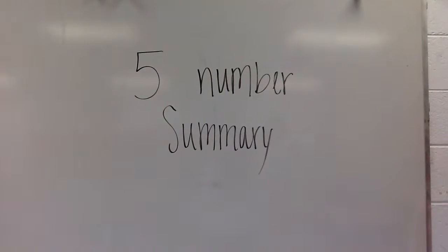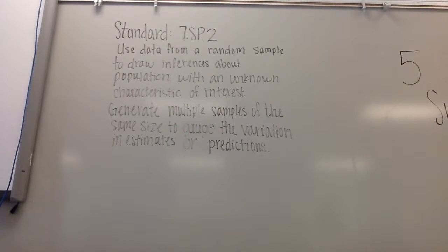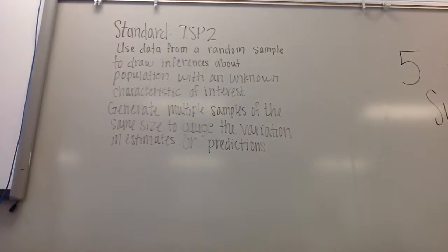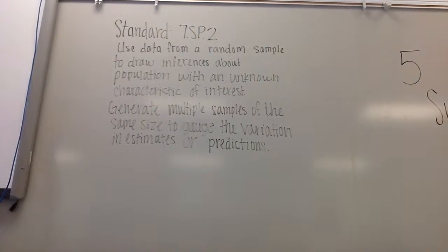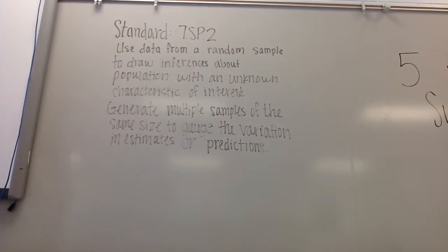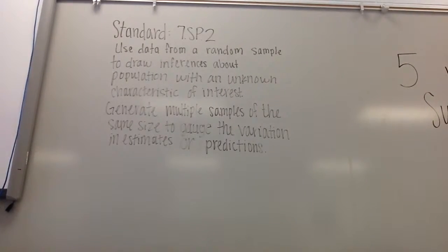Your lesson today is how to find the 5-number summary. Your standard for this lesson is 7SP2. Use data from a random sample to draw inferences about population with an unknown characteristic of interest. Generate multiple samples of the same size to gauge the variation in estimates or predictions.